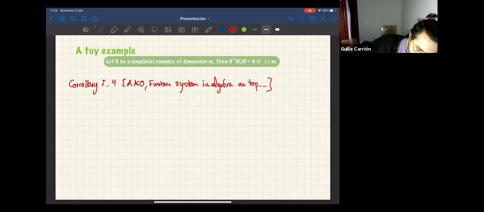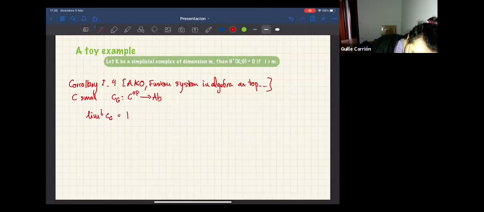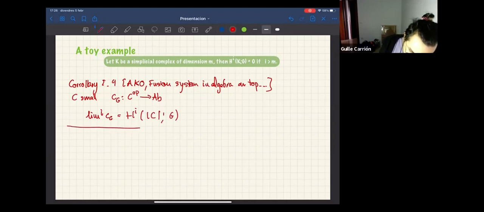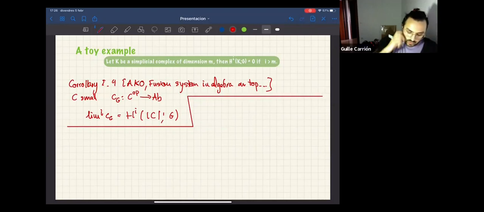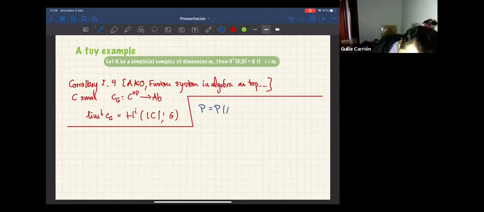That if you have a small category C and you have the constant functor from C to abelian groups with value M, then this higher limit is the cohomology of the nerve with coefficients in M. So with this, and also the previous theorem, we can prove this result.